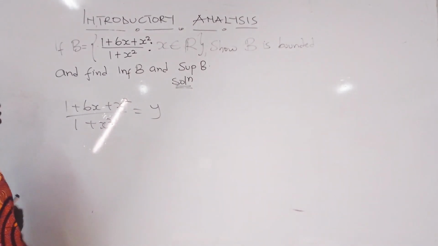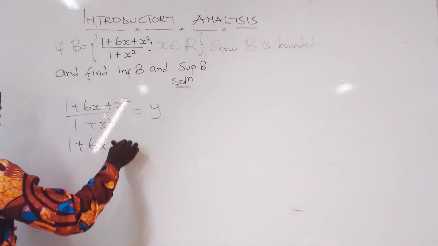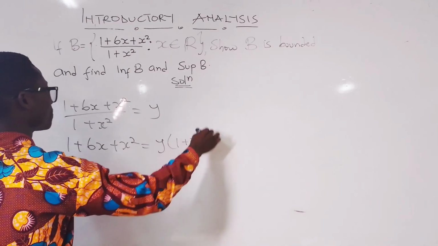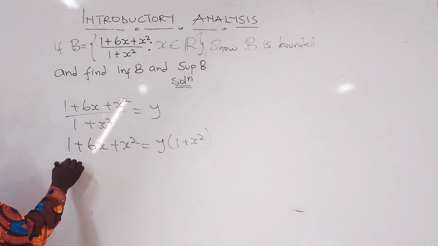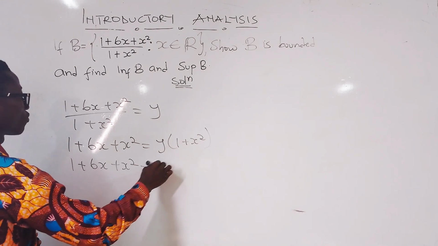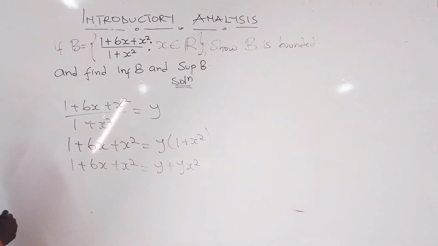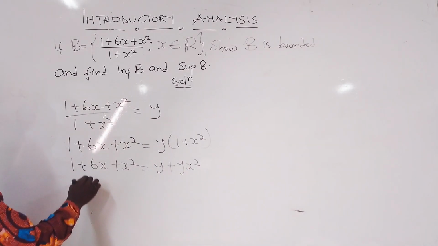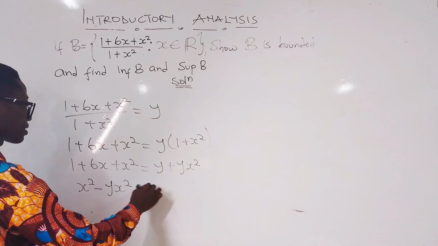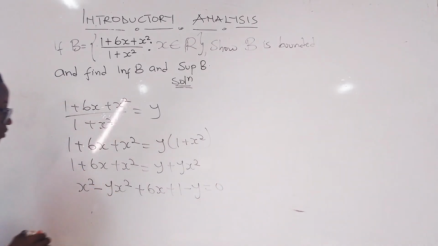I'll just do cross multiplication. So I'm going to have 1 + 6x + x² = y(1 + x²). Now here I'm going to have 1 + 6x + x² = y + yx². Here, let's group like terms. I'm going to have x² - yx² + 6x + 1 - y = 0.